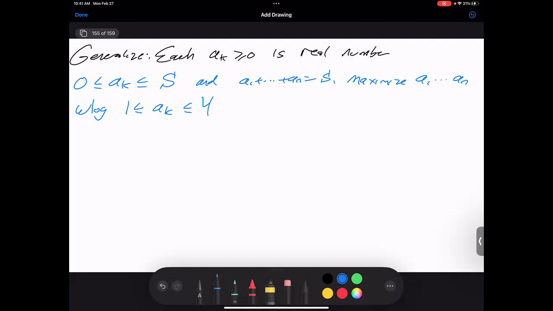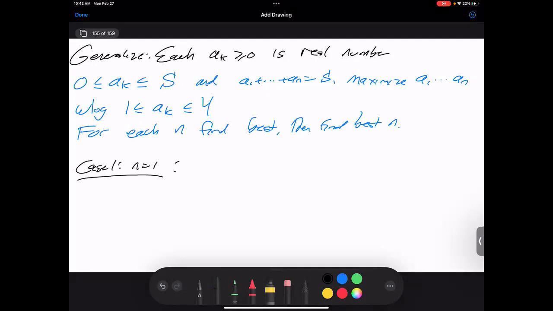All right, so what we want to do now is we want to optimize. And what we're going to do is we're going to break the problem up into simpler ones. So for each n, find the best, then find the best n. So case 1, when n equals 1, it's easy. We just have a_1 equals s.